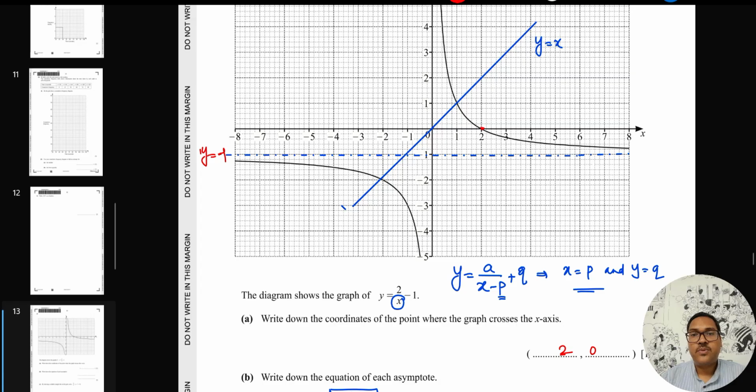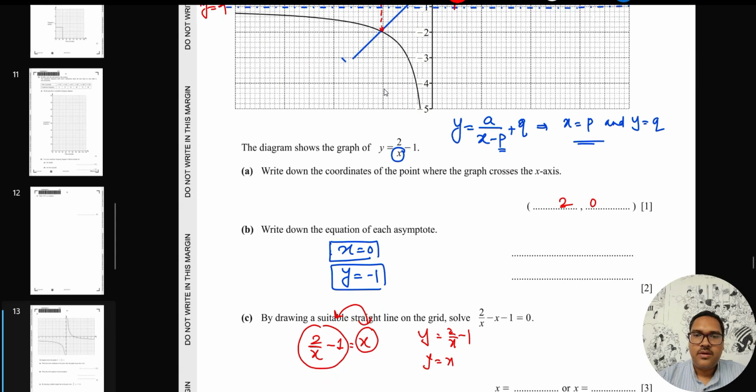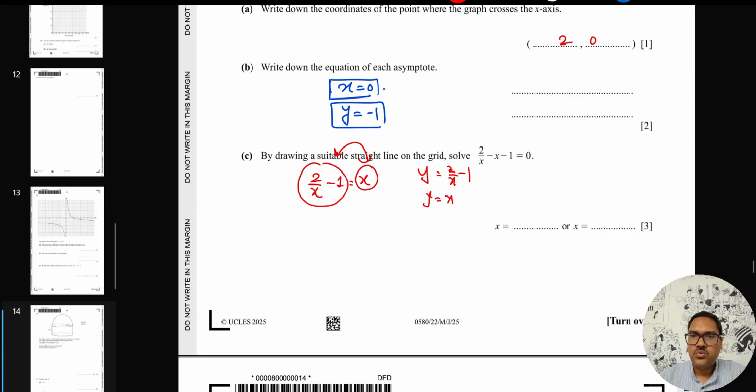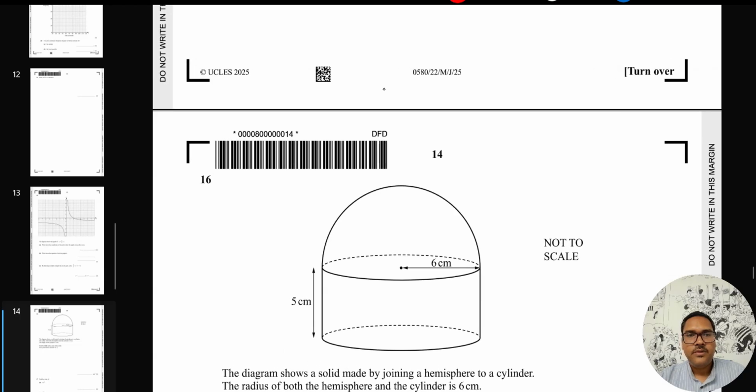Now the question is at which point they are intersecting. You can see this is the point 1 comma 1 and this is the point minus 2 comma minus 2. So what are the x values where they are intersecting? X is equal to minus 2 and x equal to 1. So what is the answer? The solution of this equation is x equal to minus 2 or 1. I hope this is also clear.